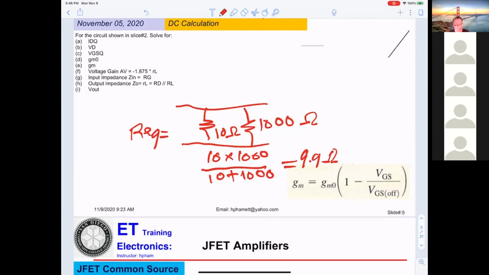Okay, now that's telling you one thing. If you get one small resistor in parallel with a bigger resistor, basically you ignore the big one. The result will be close to the small one. That is the thing. I want to make sure you understand that.